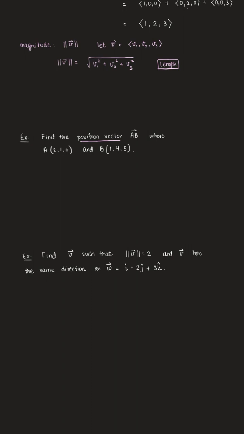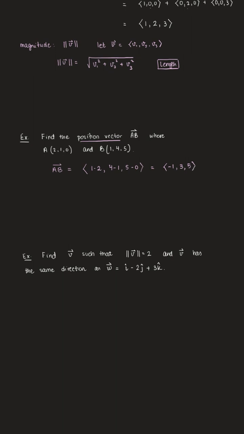So to obtain our vector AB, we're going to subtract corresponding components, and that's going to give us the position vector with its tail at the origin. So, starting with B, the first component will be 1 minus 2, the second component will be 4 minus 1, and the third one 5 minus 0. So the position vector AB will be negative 1, 3, and 5.